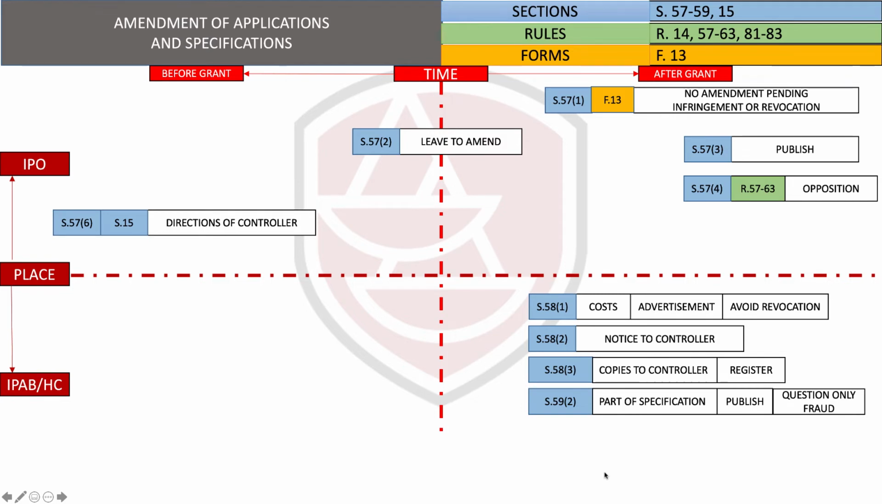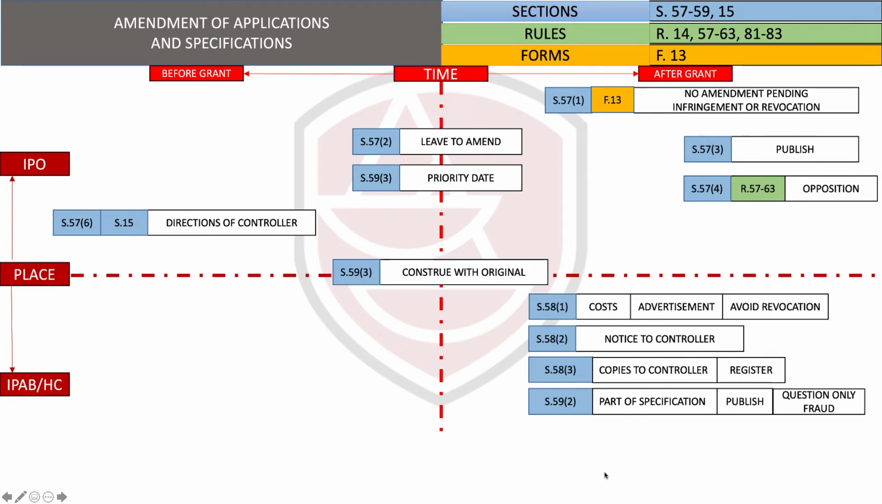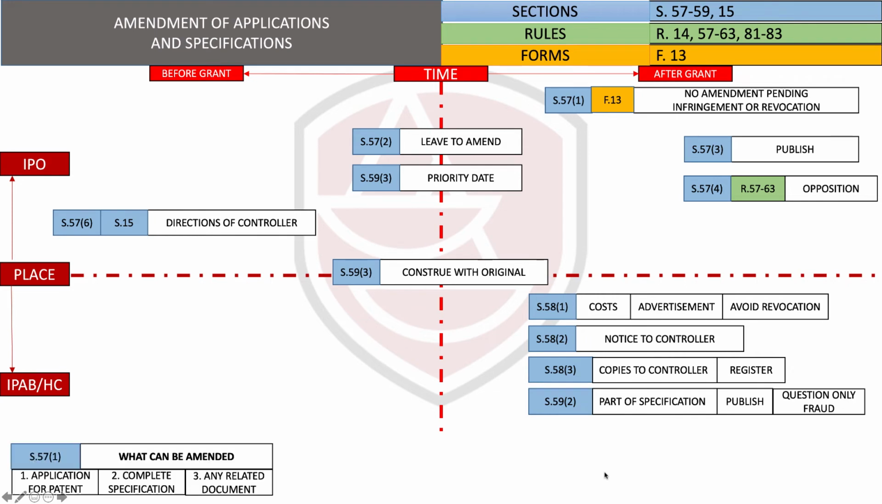Now 59 states that the amendment shall be a part of the specification, and amendments have to be published, and an amendment cannot be questioned unless and until there is fraud. So you can only question an amendment if there is fraud. Amendment can also be an amendment to the priority date, and whenever there is an amendment, you have to construe the original in interpreting the amendment. So you have to go back and look into the original document or the original specification as it was originally filed. Now, apart from these, we have some additional points.